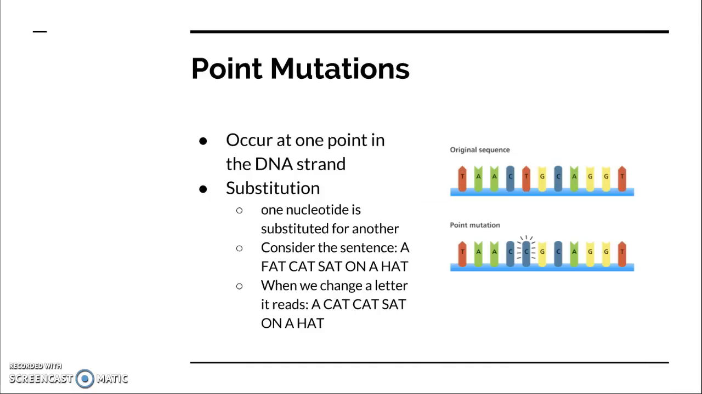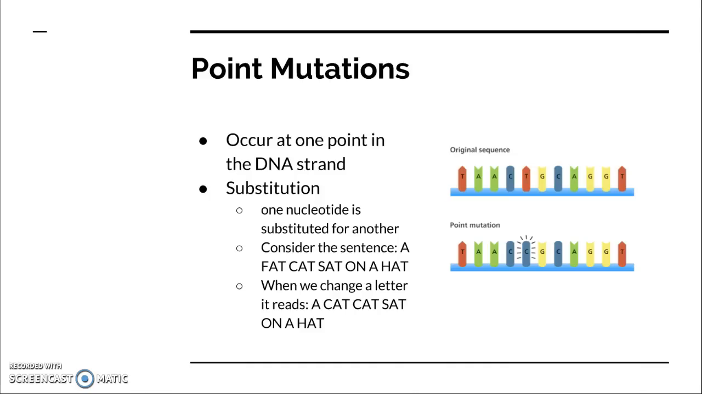So think of the sentence, a fat cat sat on a hat. If we change one of the letters, just one, we change the entire meaning of the entire sentence, and we change how we actually think about that sentence. So if we change the F on the fat to a C, now we have a cat sat on a hat. Doesn't really make sense. It seems like someone duplicated a word here, right? So a point mutation can just be a substitution where we're changing one thing.